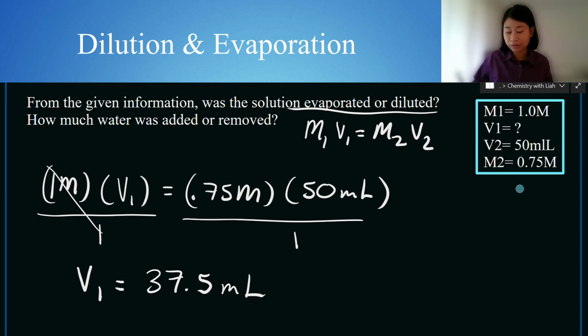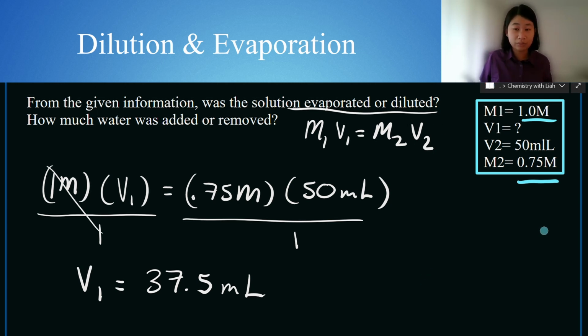Okay, so looking at the concentrations here, we went from an initial concentration of 1 mole per liter, and we went to 0.75 moles per liter. So that would be a decrease in concentration, and thus we could say that this is diluted.